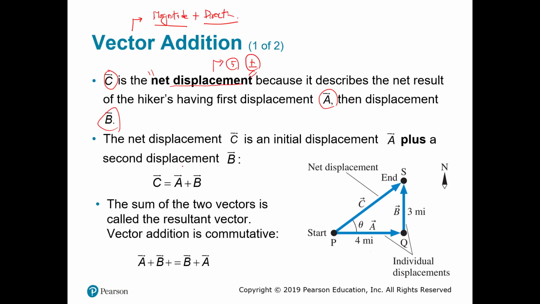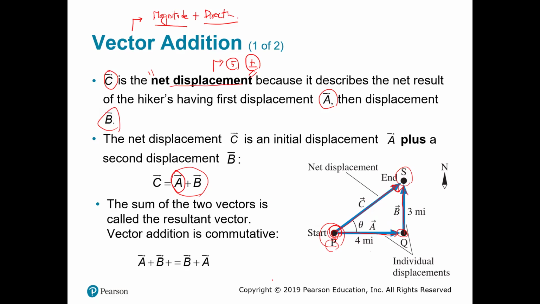And now the question is how you add two vectors. For example, we already know we start from here. A vector, you travel 4 miles to the east. And then B vector, you travel 3 miles to the north. So then C vector, which is the sum of A plus B, is simply you connect the line from your starting point P to the end point S. So this vector is your C vector.